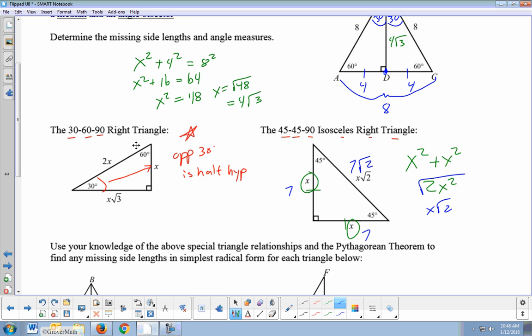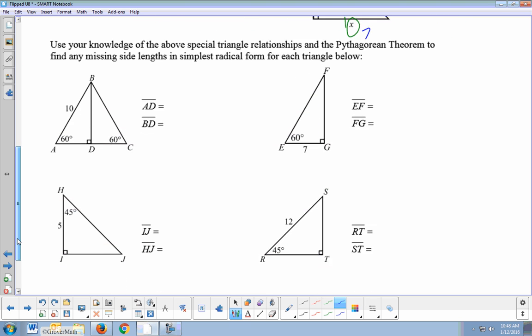So there's shortcuts because they're special right triangles, and we know that no matter how big or small a 30, 60, 90 triangle is, it's similar to this 30, 60, 90, so the sides will all have the same ratios. That's why it works for every 30, 60, 90, and that's why this works for every 45, 45, 90, because of similarity.